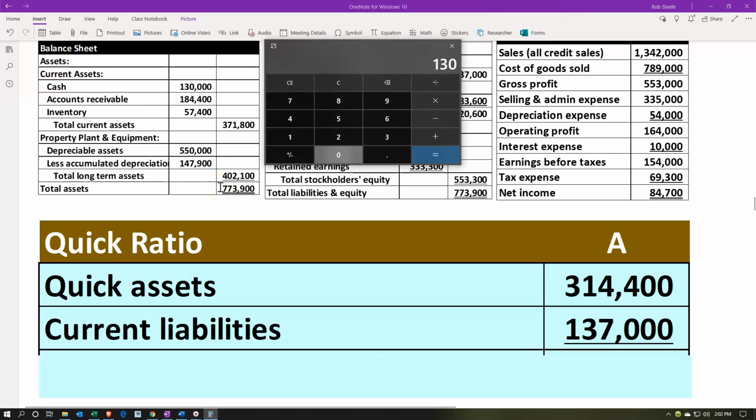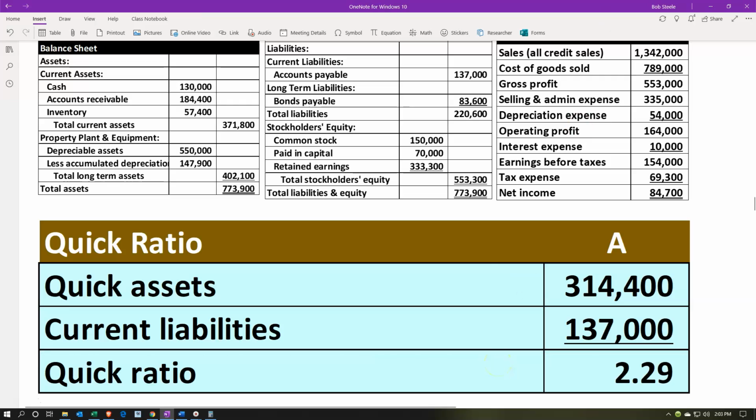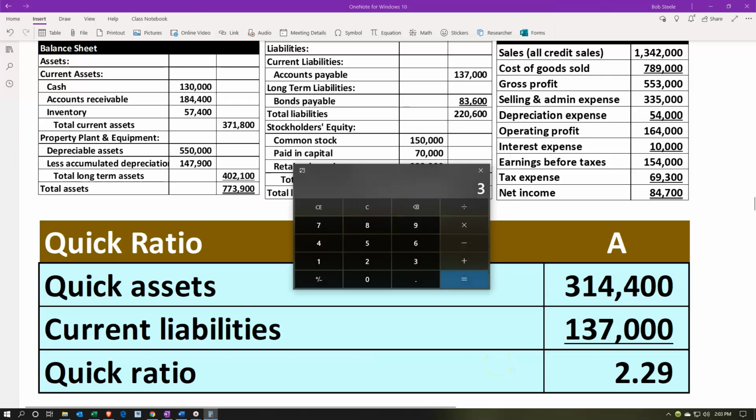We can do that calculation, which would be something like this. We would take the 130,000 plus the receivables, 184,400. That would be 314,400, not including the inventory. Or we can take the total current assets, 371,800, minus the inventory, 57,400. That would give us our 314,400 as well. We're going to compare that more restricted set of assets, the quick assets, to the same current liabilities, those due within a year, in this case accounts payable. So that's going to give us our ratio. Let's compare that out: 314,400 divided by 137,000.